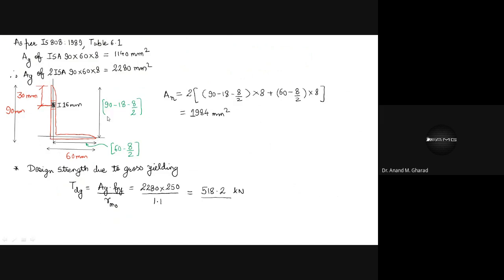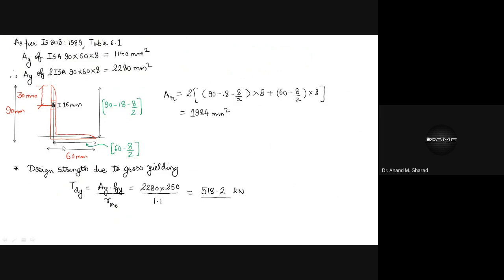So whatever I have written, 90 minus 18, ठीक है. 18 क्यों आएगा? Because the bolt hole will be 2 mm more than the bolt diameter. So clearance is 18 mm, minus 8 by 2, because I have drawn the center line of this. The thickness of this member as well as this member is 8 mm, so it has been reduced. I hope you have understood this.